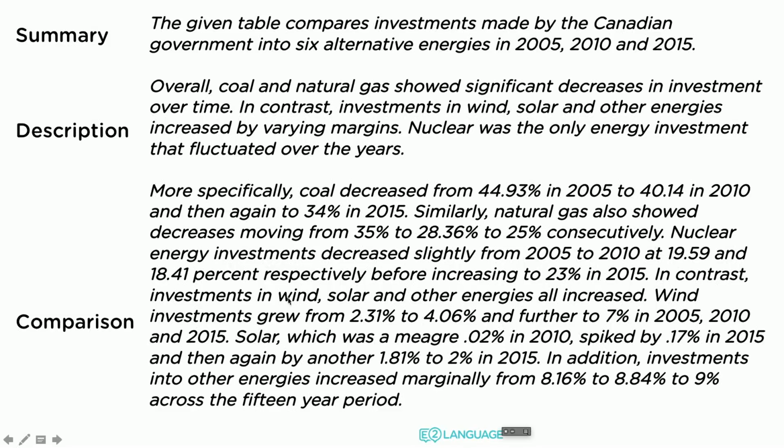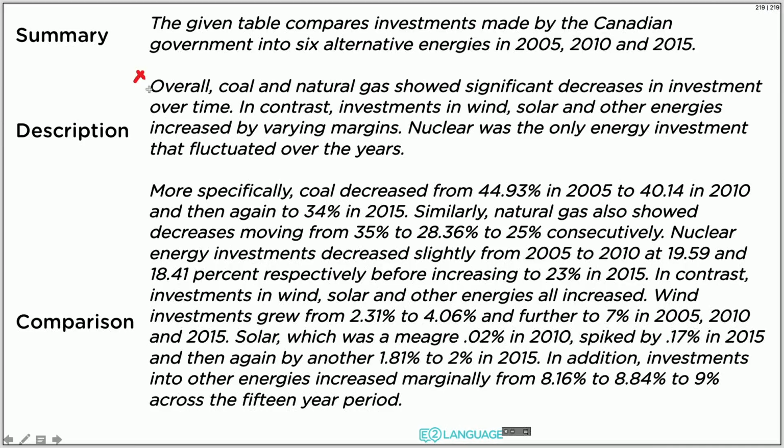Let me show you what I wrote. So let's read my description here. I wrote, overall, coal and natural gas showed significant decreases in investment over time. So I've combined both coal and natural gas together because they both decreased. In contrast, investments in wind, solar, and other energies increased by varying margins.